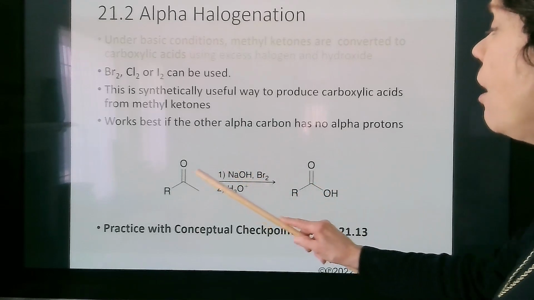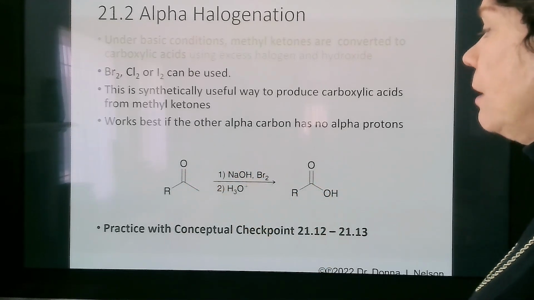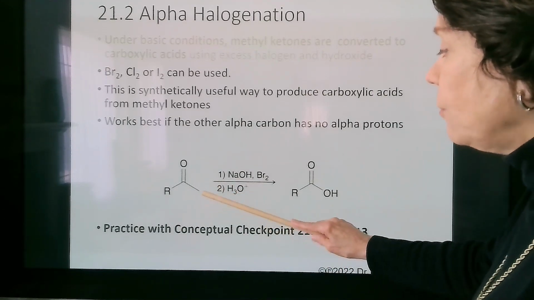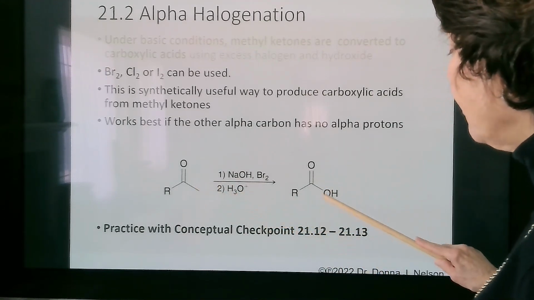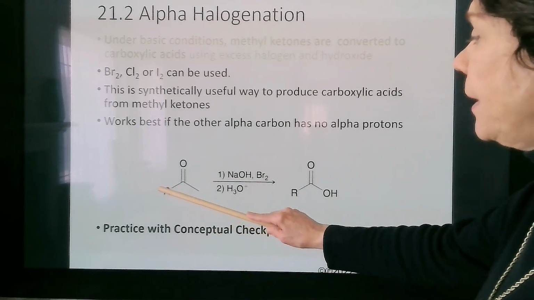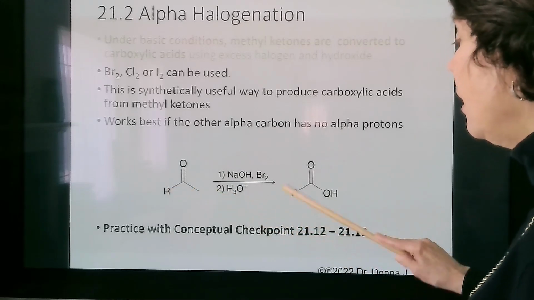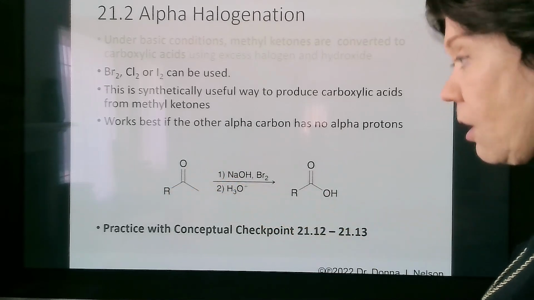Okay. This can also be used to generate carboxylic acids from the methyl ketones because the methyl group can be converted into hydroxyl, as you just saw. But over here, you need to have no alpha protons on one side of the carbonyl.